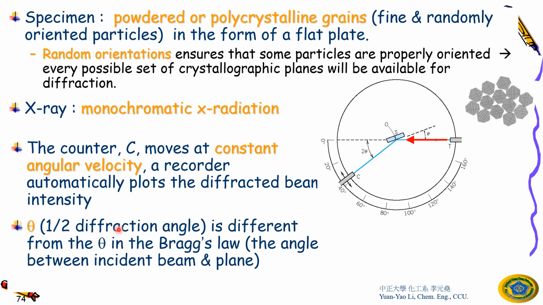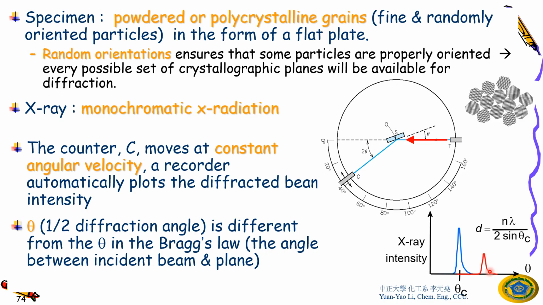So theta is half the angle. As I just showed you, you have a theta here, right? And you move, you get nothing, and then if you move, you get another peak. So this one moves and you get a set of patterns, a set of peaks. So this pattern can represent this material.